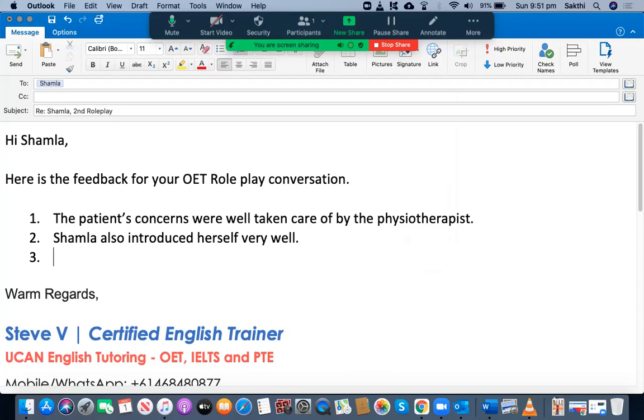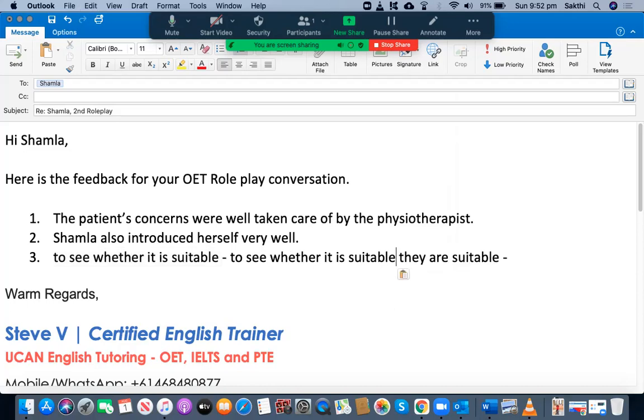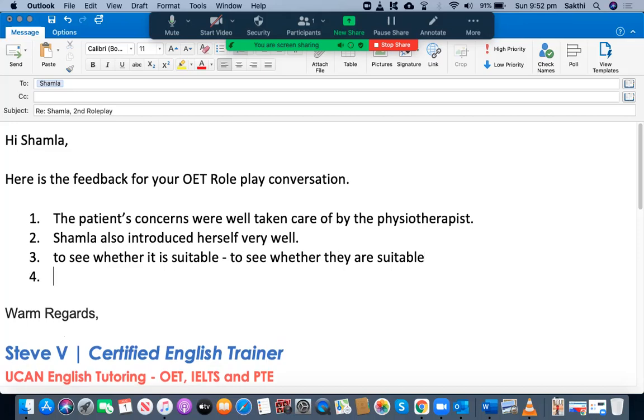That's wrong. She should have said to see whether they are suitable. Okay, because previously she used a plural noun, and as a result you should have used the plural noun here as well, and then plural verb. Plural noun goes with the plural noun. So it's not whether it is suitable, but it must be, to see whether they are suitable. All right, that should be the issue. Apart from that, it's good so far. She is able to perform very well without these mistakes. Okay, let's see.